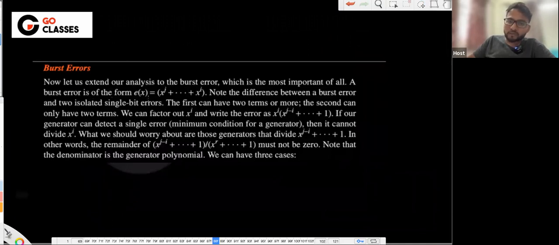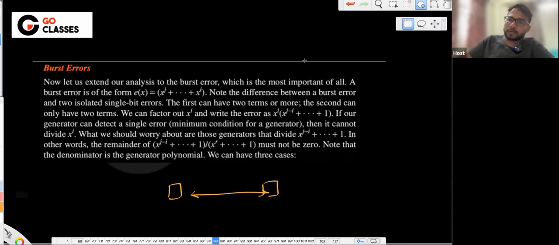A burst error is of this form: x power j plus x power j minus 1 plus x power j minus 2 till x power i. It is contiguous, basically. Contiguous errors. Note the difference between the burst error and two isolated single bit errors. They are different. Isolated errors could be at any distance, but a burst error should be contiguous. Burst errors are any length of contiguous errors.